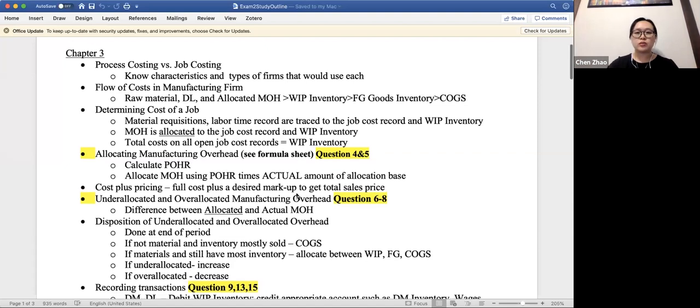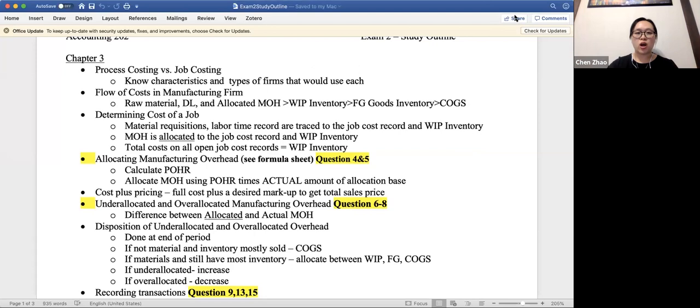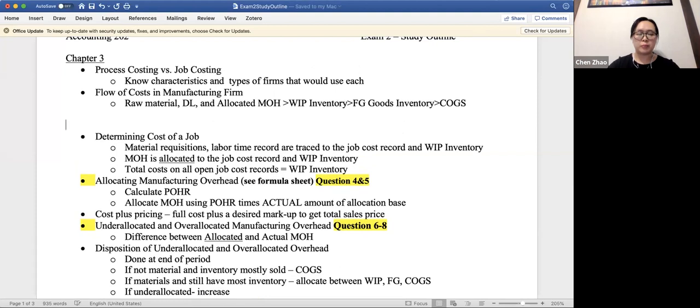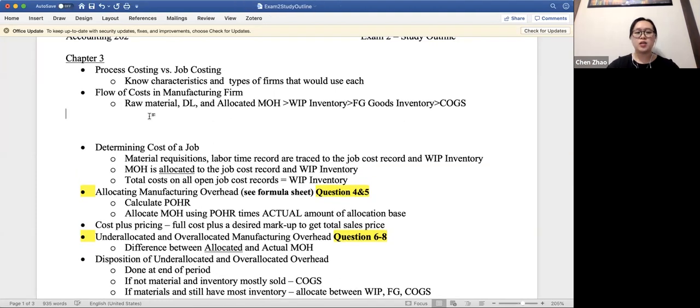Second is the flow of cost in manufacturing firms. This is very important. In my in-person class, I would draw this on the board a lot of times. You have raw material, direct labor, and then MOH. These are the product costs that we covered in chapter 2.